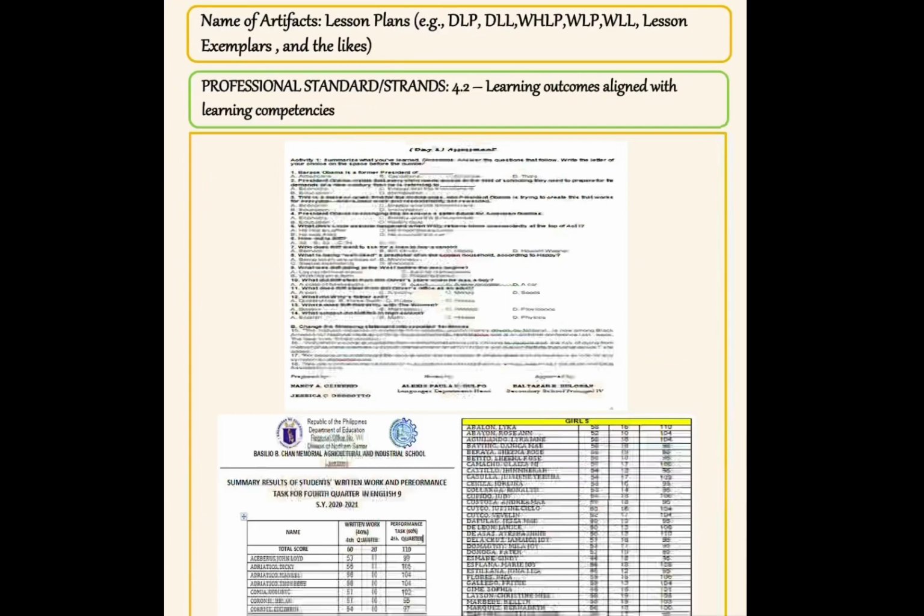So, ano yung example na nilagay ko? So, this is the assessment wherein nilagay ko rin yung learning outcomes. For example, the scores of the students during the learning process. So, of course, yung assessment na ito ay aligned sa learning competencies.